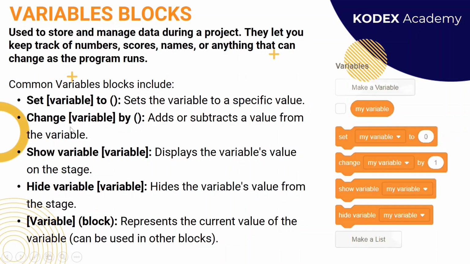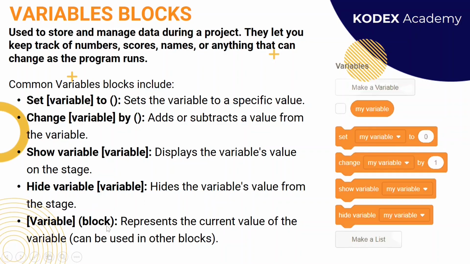The next one, Change variable by. Here if you want to reduce the score or increase the score, you can add or subtract the value on the basis of your demand in your variable. Now the next one is Show variable, and another one is Hide variable. In a particular situation in your project you want to display your variable, so you can use it, and if in some case you want to hide your variable, you can use this block.